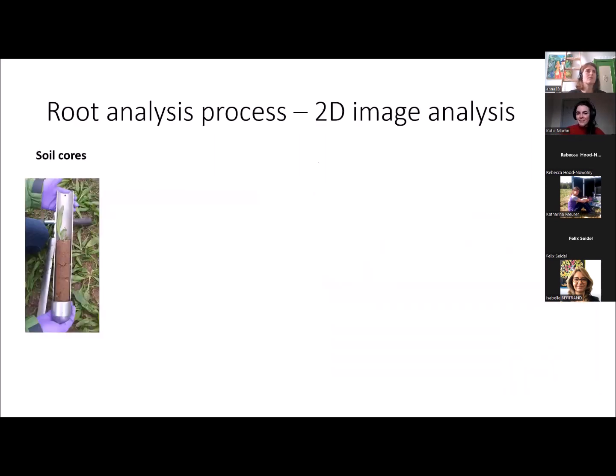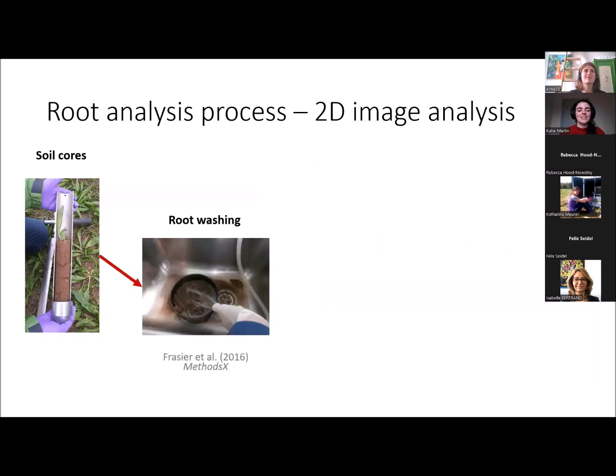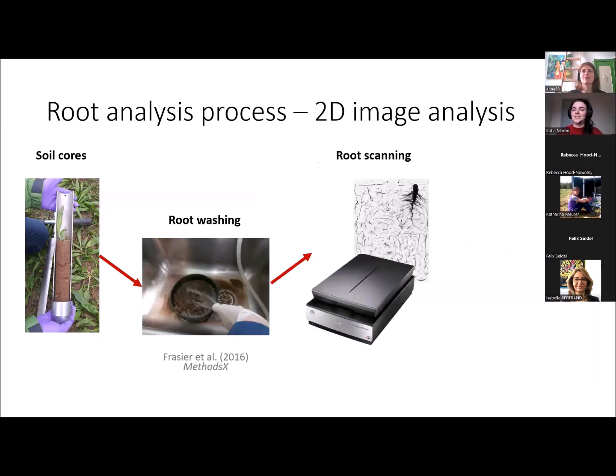So my process for analysing roots would be to take soil cores from the field. These are then washed, so you remove the soil, and you're just left with the roots. And then these are scanned. So usually once you've got the clean roots, you can spread them out in a transparent tray in water, and then you can place them on a scanner.